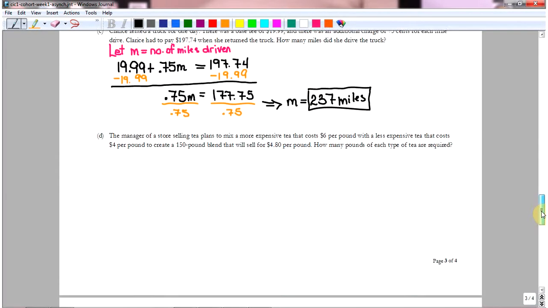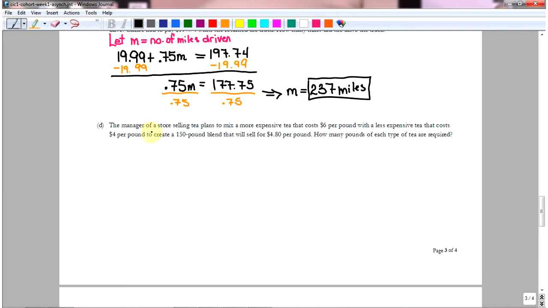Okay, going on to part D. The manager of a store selling tea plans to mix a more expensive tea that costs $6 per pound with a less expensive tea that costs $4 per pound to create a 150-pound blend that will sell for $4.80 per pound. How many pounds of each type of tea are required?